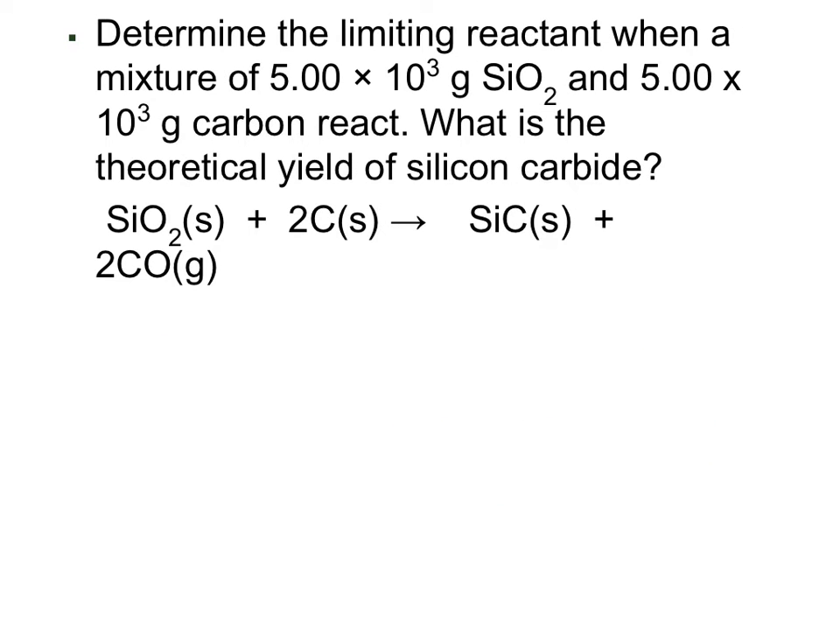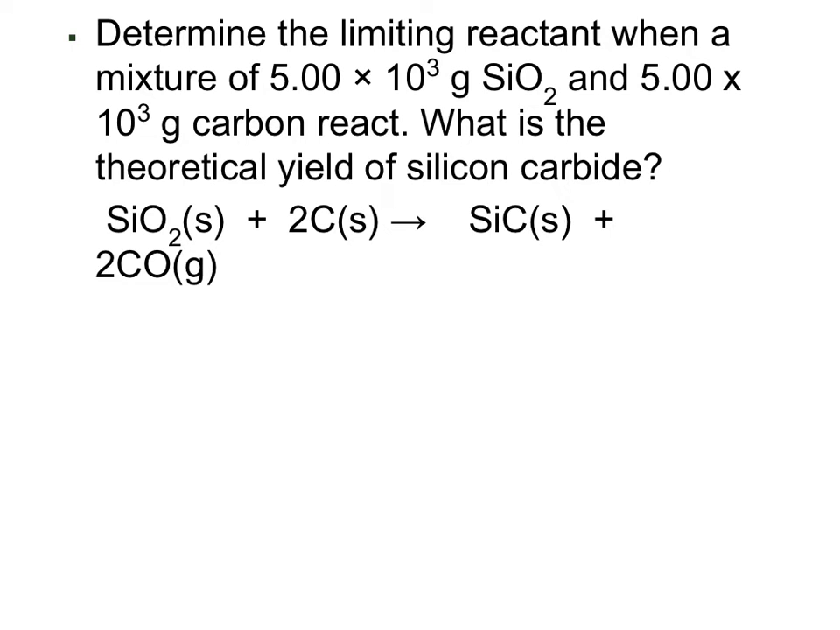Let's work our way through a couple more examples. In this example, we're going to look at our reaction between silicon dioxide and carbon to form silicon carbide and carbon monoxide. We want to know if we start with 5.00 times 10 to the third grams of each reactant, how much silicon carbide will theoretically form. Let's work through this example by fully calculating through the theoretical yield of silicon carbide based separately upon both reactants.